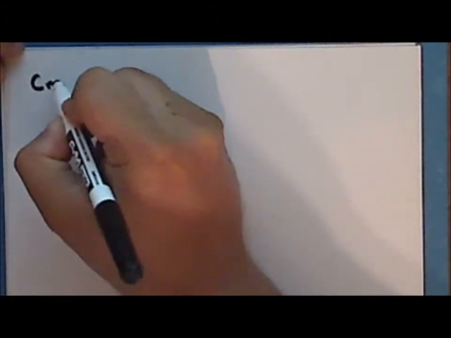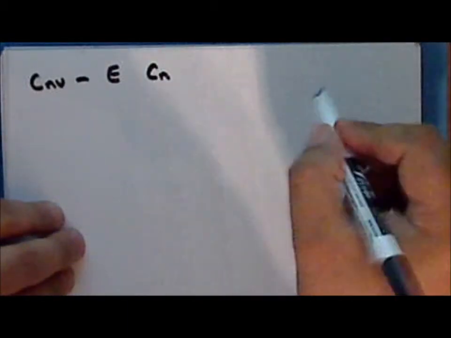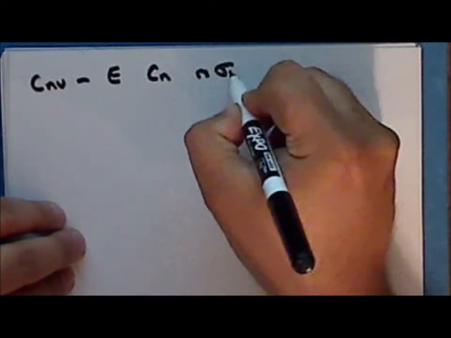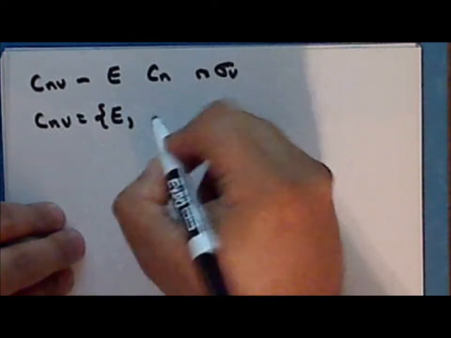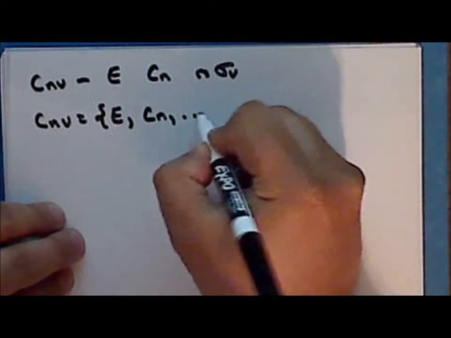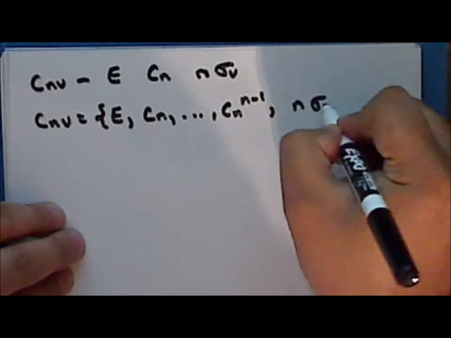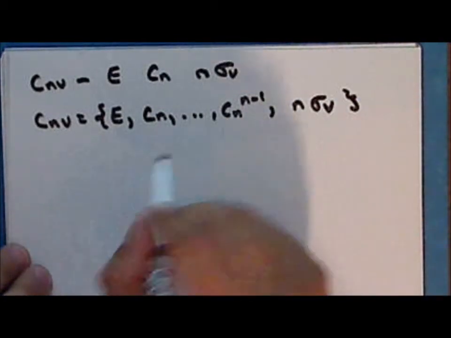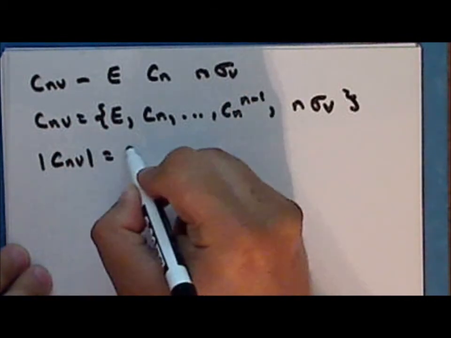The C sub nv point group has a single axis of rotation, and in addition has n vertical mirror planes. So the unique operations of the group are identity, C sub n through C sub n to the power of n minus 1, and n vertical mirror planes, or reflection through vertical planes, so that the order of the Cnv group is 2 times n.